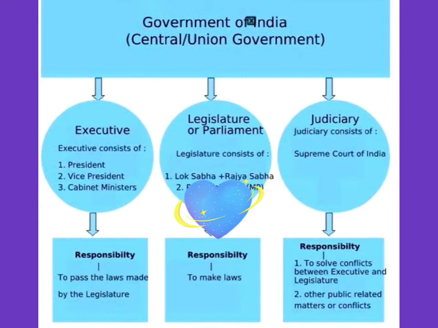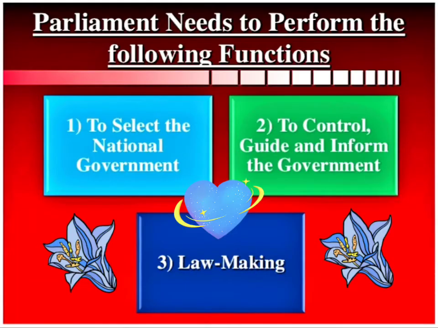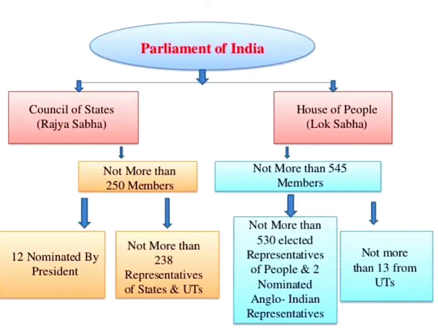Now see this flow chart very carefully. First part is the executive, another one is the legislature, and the last one is the judiciary. In the executive, we have the president, vice president, and cabinet of ministers. In the legislature, we have Lok Sabha and Rajya Sabha, plus our president or the prime minister. The judiciary consists of the Supreme Court of India, and below were the responsibilities given. Now, Parliament needs to perform the following functions, like to select the national government, to control, guide and inform the government, and very important, law making.